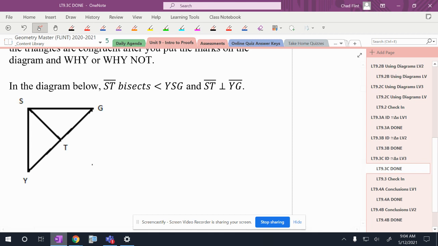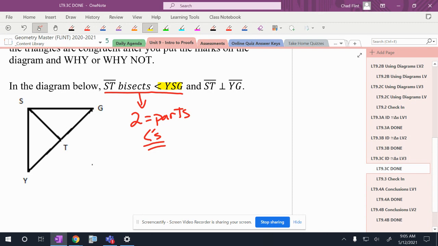So the key for these is I'm going to try to put these things in different colors when I put them on the diagram. So bisect means two equal parts. I'm cutting an angle in half, so I'm going to get two angles. All right. So when I go, it bisects YSG.